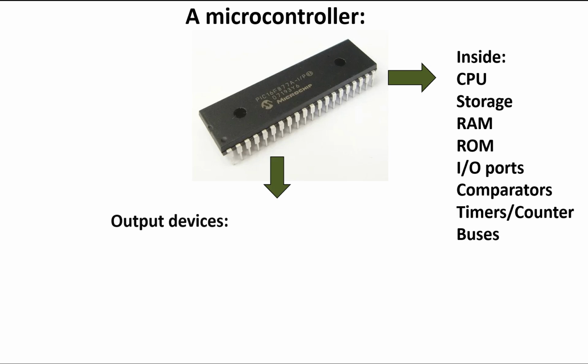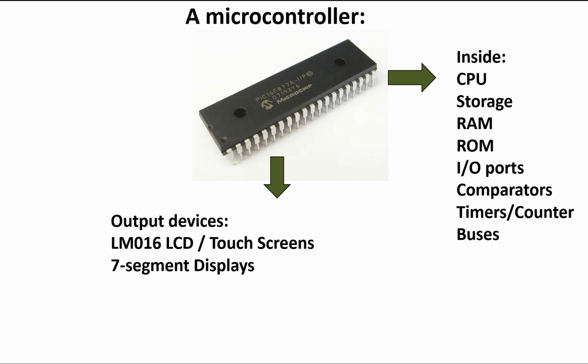Now guys, over here are the output devices. Like you easily find the LM016 LCD in the market. Touch screens like NextGen, Deviant, Stone, they can be connected with this microcontroller. Even your ordinary monitor can be connected with this if you know how to program it. Now guys, it also has output devices like 7-segment displays. They are used a lot.